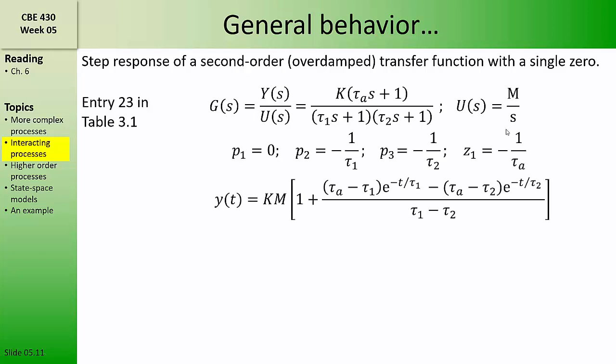This is actually entry 23 in Table 3.1. So using Table 3.1, we can immediately write the time domain response. The step input to this transfer function results in an expression that has 3 poles and 1 zero.